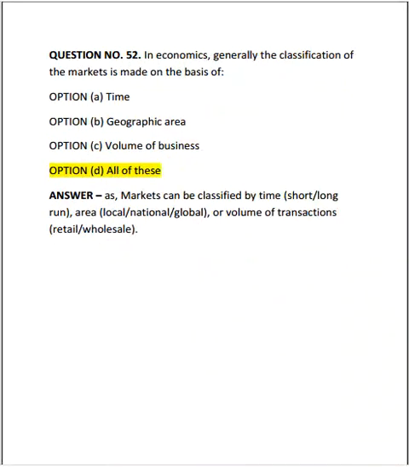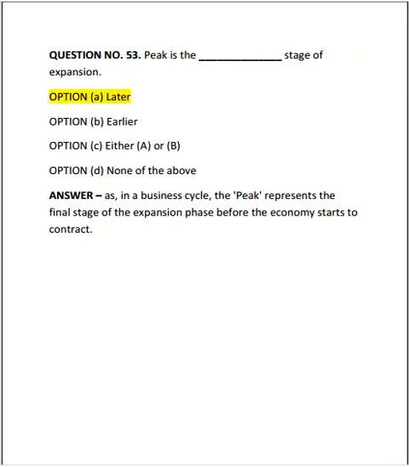Question No. 52. In economics, generally the classification of the markets is made on the basis of Option A, time. Option B, geographic area. Option C, volume of business. Option D, all of these. Answer, D. Markets can be classified by time (short, long run), area (local, national, global), or volume of transactions (retail, wholesale).